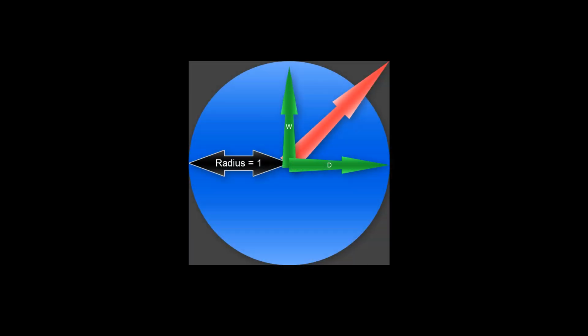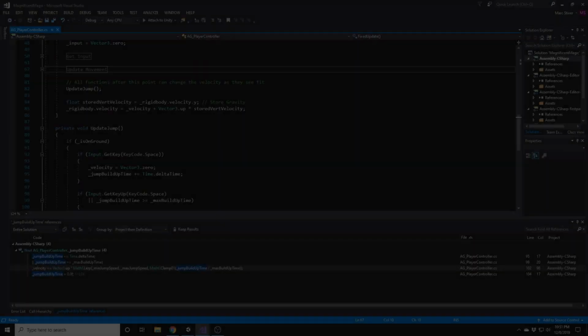The two green arrows refer to just hitting a single key alone. Their length is 1, or the same as the radius of the circle. But if you were to hit both of them together, you end up with the red arrow. And if you look at the circle, you can tell that the red arrow is longer than the green ones. So when you normalize, it's just shrinking the vector down to a length of 1.